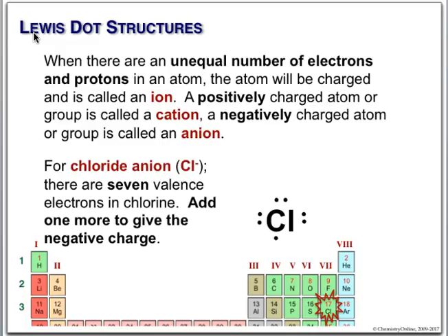If we want to make an anion, that means it has 1 extra electron. All we have to do is bring the electron in. We now have 8 electrons surrounding the chlorine, and it has a negative charge. This, we'll see, is the chloride anion. Any questions?